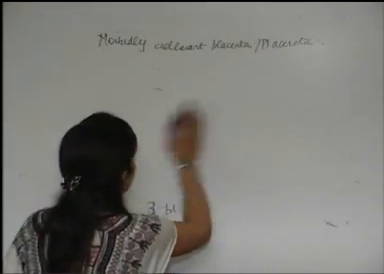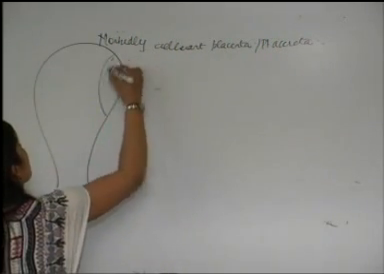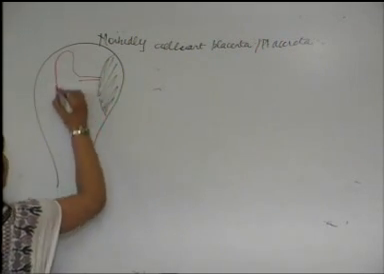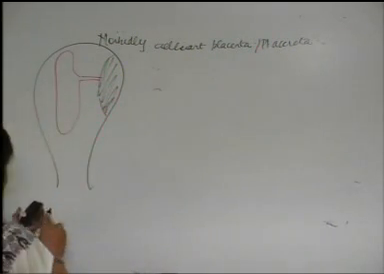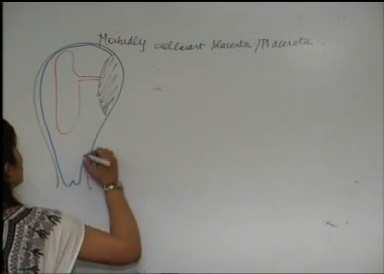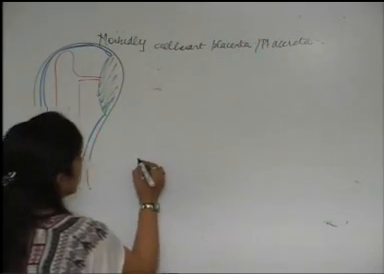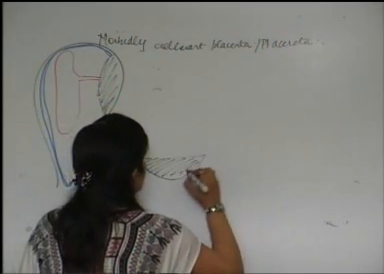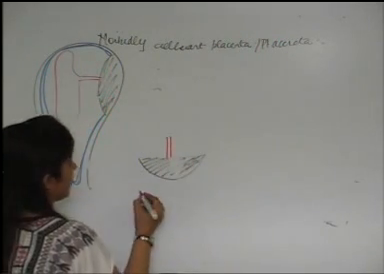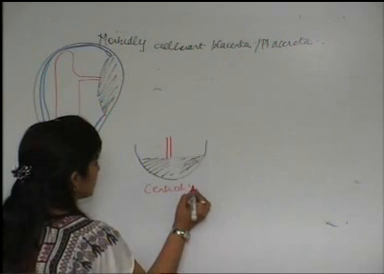Now, coming to how the cord is inserted on the placenta. If this is the uterus, this is the placenta, the umbilical cord and the fetus. This fetus is surrounded by fetal membranes, that is amnion and chorion. Normally the umbilical cord is inserted in the center of the placenta, and this is called central insertion of the cord. This is normal.